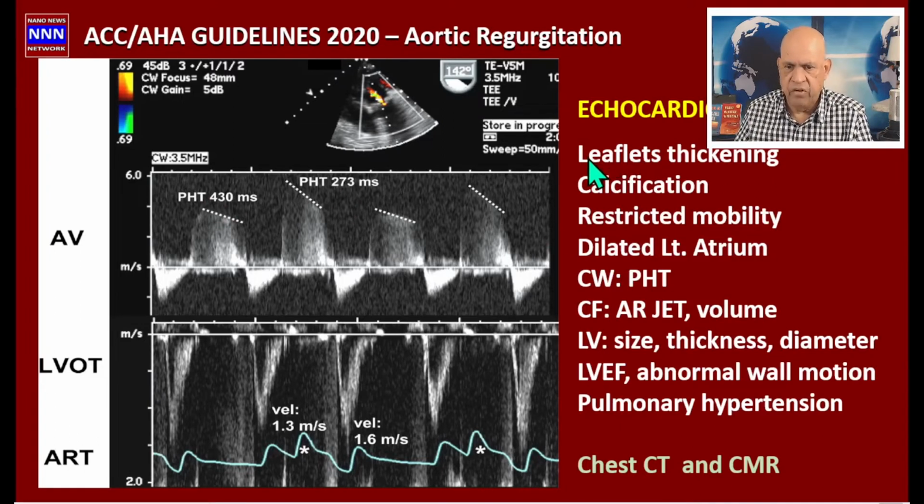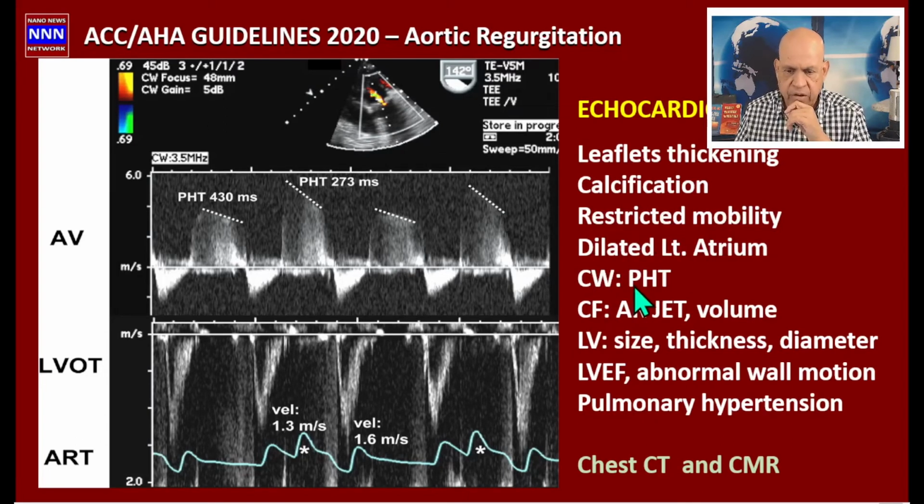We can look at the leaflets, see if there is thickening, adhesions, where the leaflets are immobile, calcification, restricted mobility of the leaflets. Then we look at the dilatation of the left ventricle.